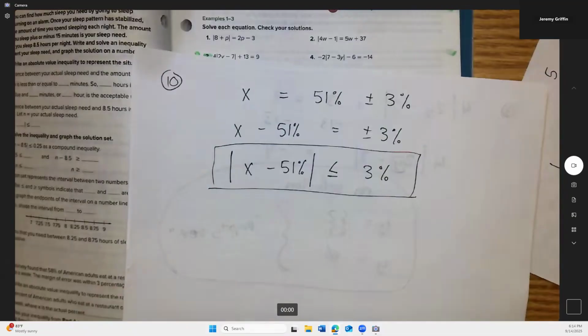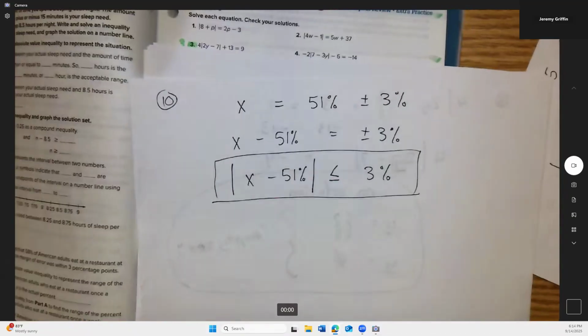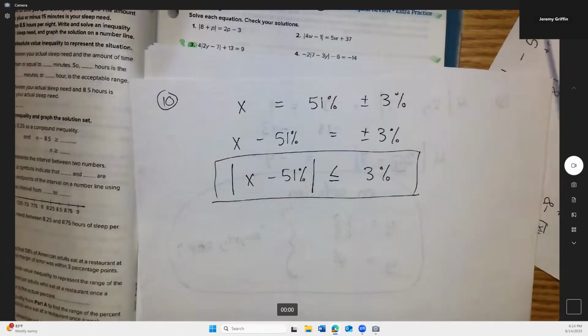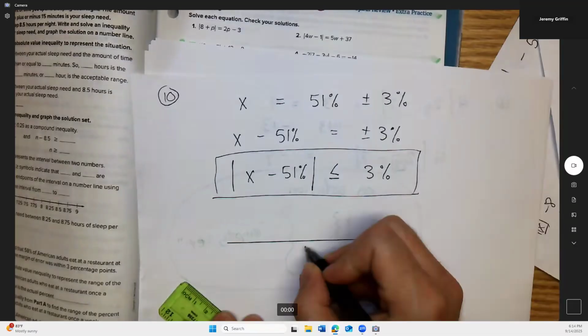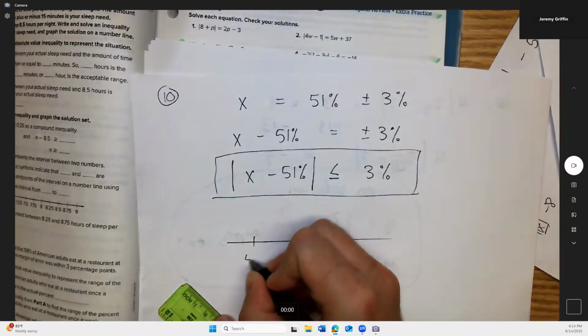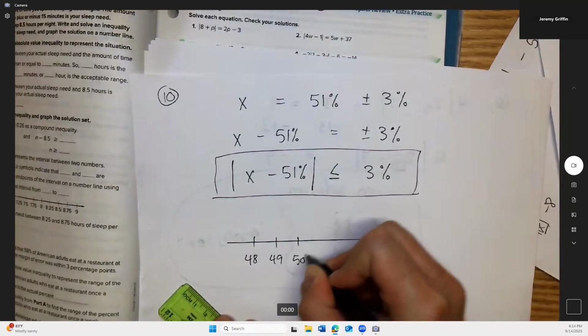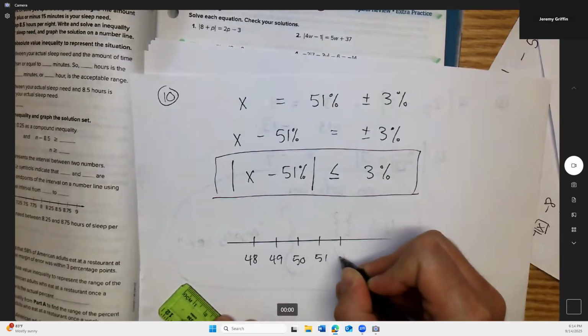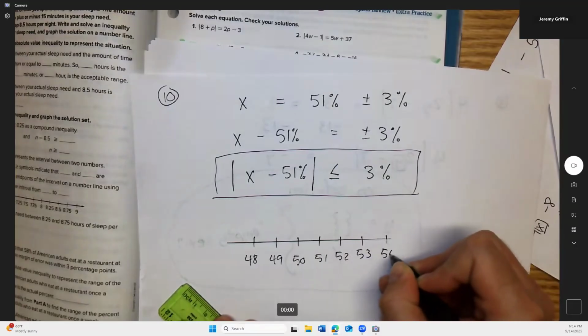Okay. So, where'd my ruler go? Ruler, no, find my ruler. Arr, found it. Right, so if I have, let's say 48, 49, 50, 51, 52, 53, 54.